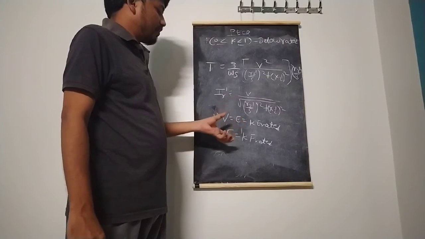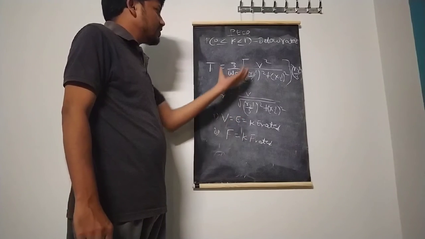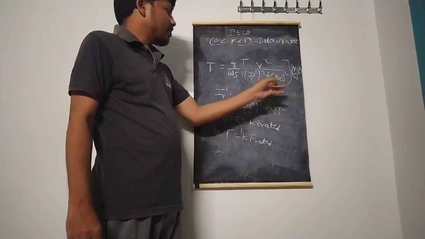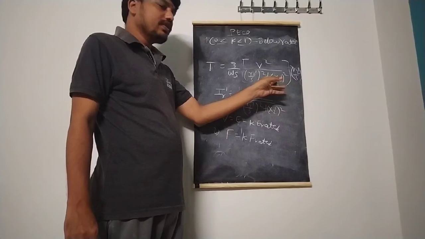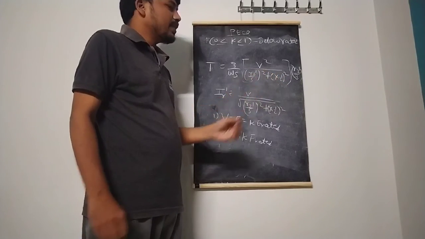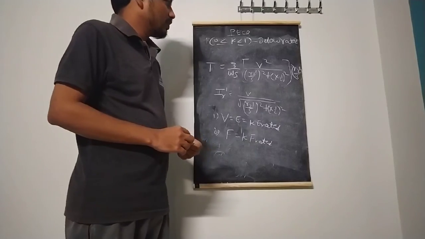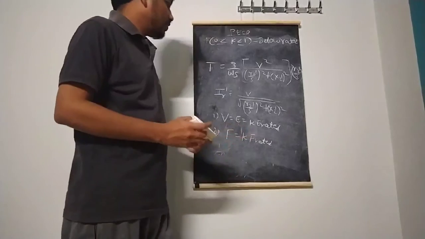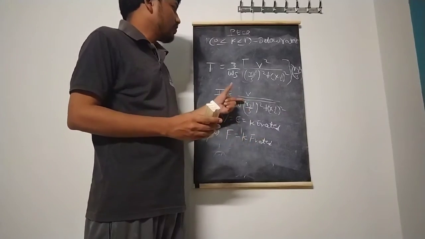V is equal to k into E rated and f is equal to k into f rated. Substitute these conditions in this equation. Here the voltage is a function of k into E rated, and the reactance is a function of frequency. Therefore, whenever the reactance term is there, replace X with k into X. Is it okay, all of you?